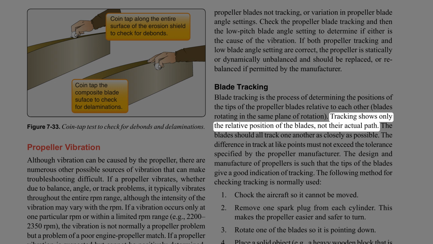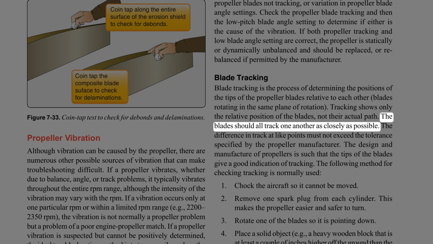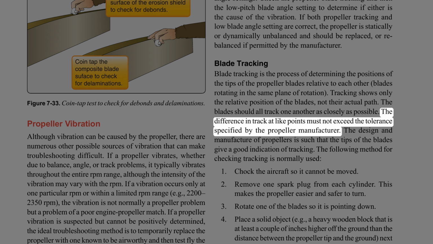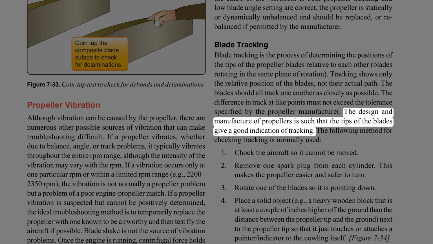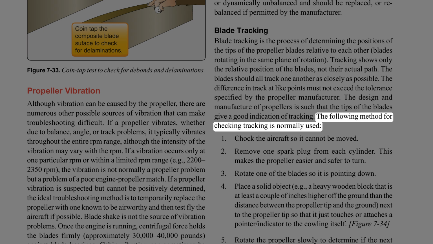Tracking shows only the relative position of the blades, not their actual path. The blades should all track one another as closely as possible. The difference in track at like points must not exceed the tolerance specified by the propeller manufacturer. The design and manufacture of propellers is such that the tips of the blades give a good indication of tracking. The following method for checking tracking is normally used.